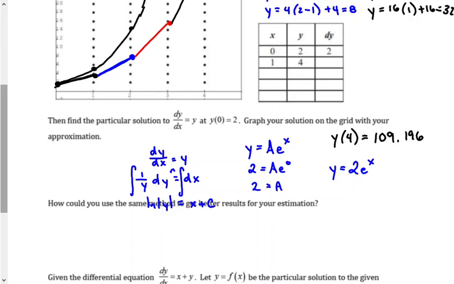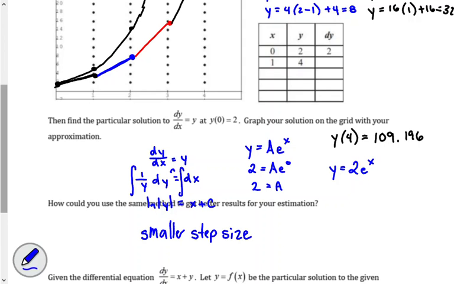But if you're using it for something important, wouldn't it be bad to use it when it's way off? If it's the only information you have, and you don't have any other method of approximation, then it's not a bad method to do. The only reason why ours is so off is because our step size was 1. If we made our step size 0.1, it would be a lot closer. You know what I mean? Okay, so that's the answer to the next question. How can you use the same method to get better results? Smaller step size is what you want to do for that.